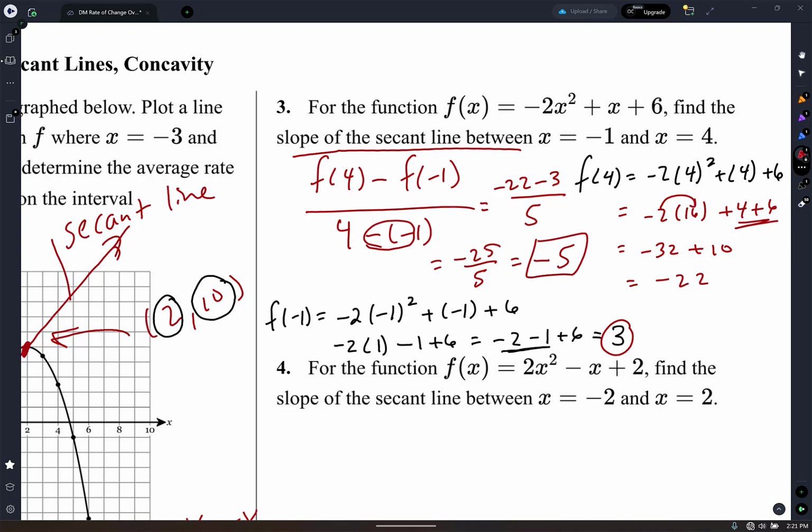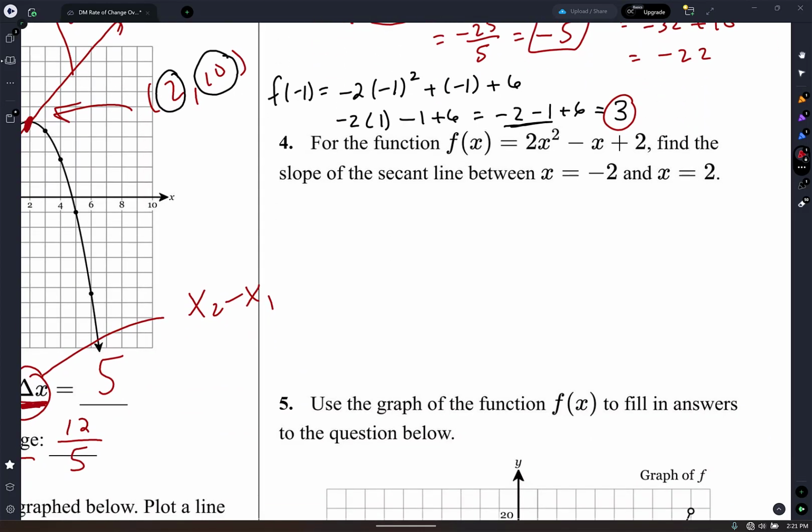You don't have to show all those details. If you know what you're doing, just go right to the answer. I'm just trying to show all the little details for you guys so you know where everything's coming from. All right, are we still okay? Again, I'm doing the same thing, guys.